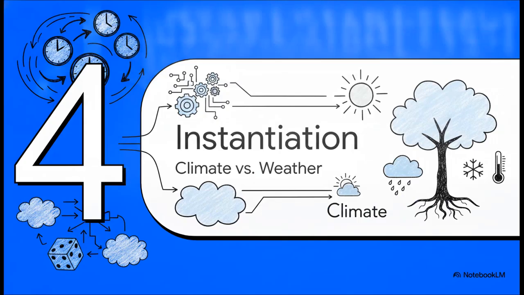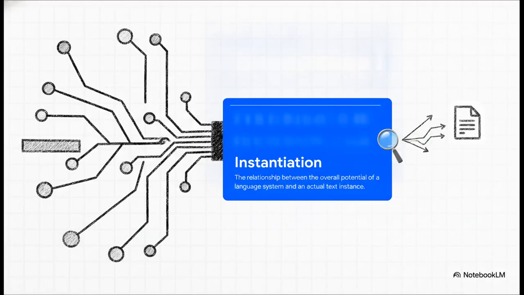Now for our fourth lens: instantiation, climate versus weather. To truly understand instantiation, we have to introduce the dimensions of time and probability. We need to grasp how instantiation connects the virtual, limitless potential of a whole language to the highly specific, ephemeral texts that we actually produce every single day.